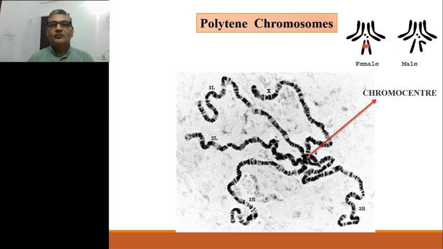But the X chromosome will be a single arm. So here the X chromosome is visible. There is a single arm of X chromosome in Drosophila melanogaster, and then you can see 3L. 3L means left arm of third chromosome. Then you can see 2L, that is left arm of second chromosome.